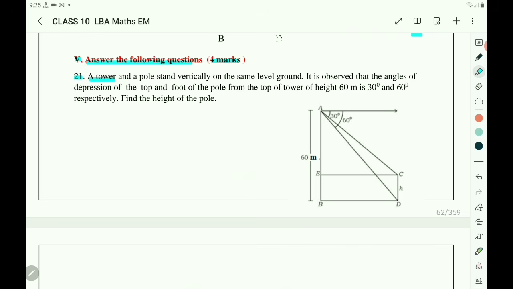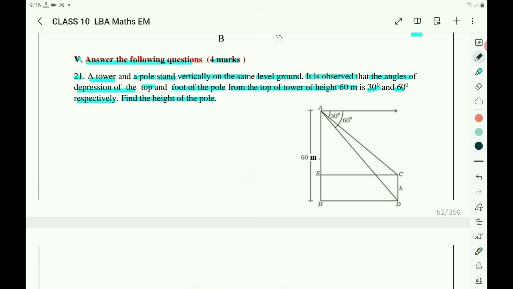A tower and a pole stand vertically on the same level ground. It is observed that the angles of depression of the top and the foot of the pole from the top of the tower of height 6 meter are 30 degree and 60 degree respectively. Find the height of the pole.